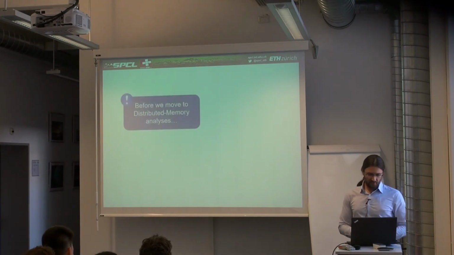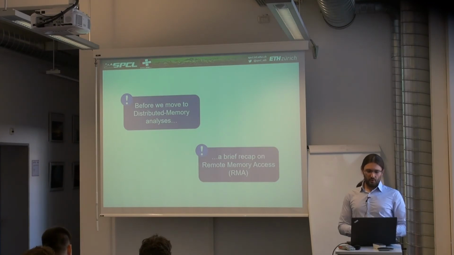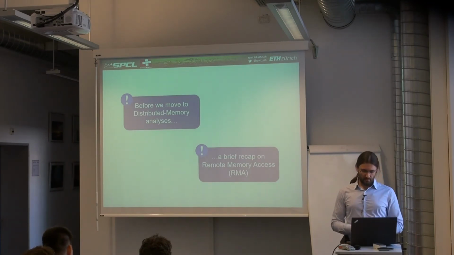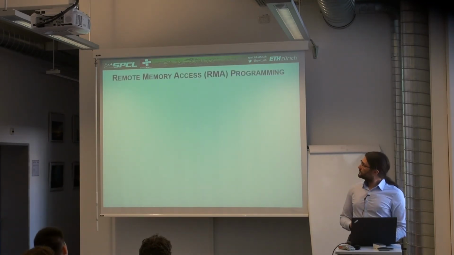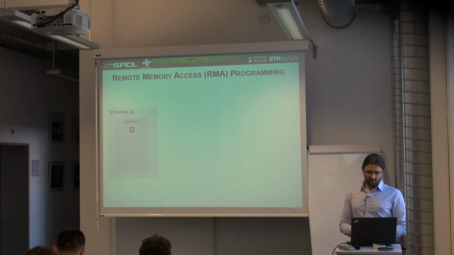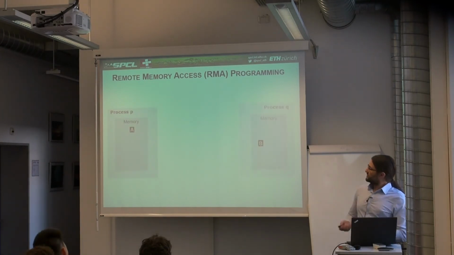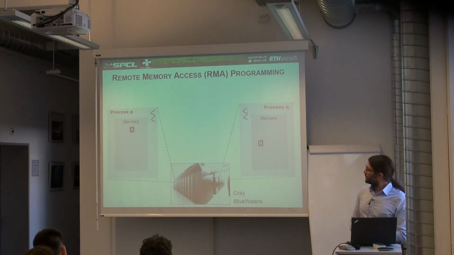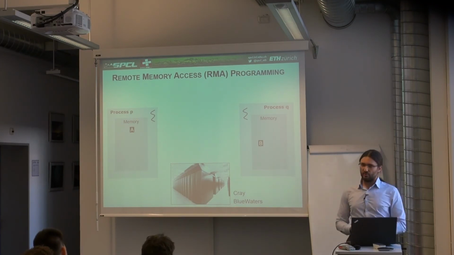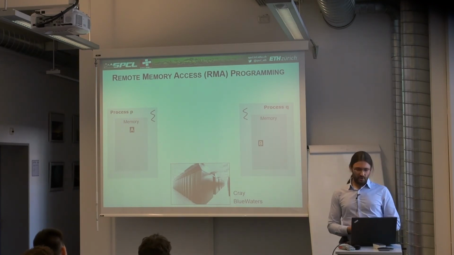So now before we move to the part that deals with distributed memory, let's have a brief recap on the mechanism that we used for this part, namely for RMA. In the remote memory access programming that we used for programming these things on distributed memories, we have, let's say, two processes, P and Q, that sit on two different nodes of machines such as Cray Blue Waters. Each of them has some local memory with some data in it. And now these two can communicate using remote operations by accessing directly each other's memories.